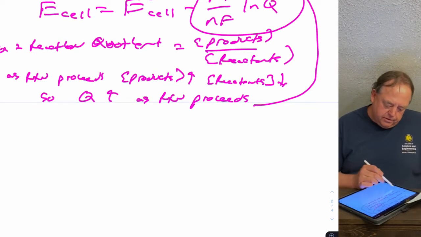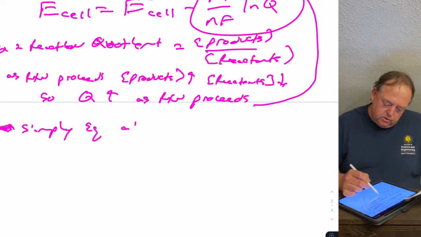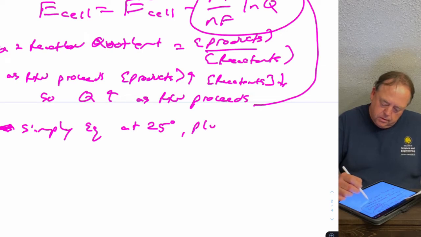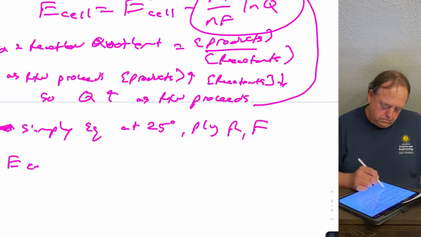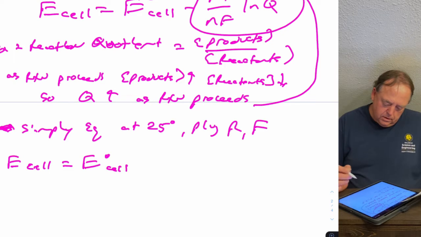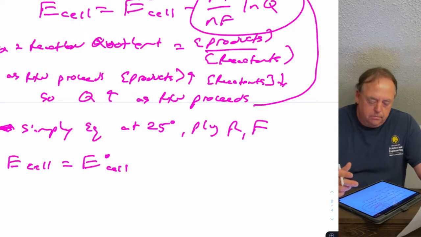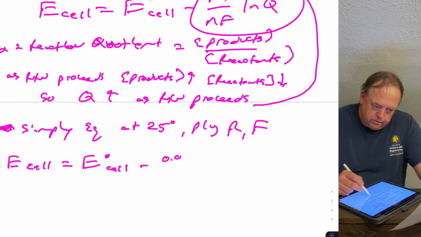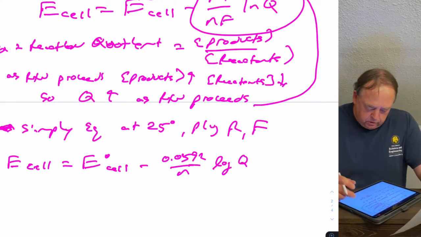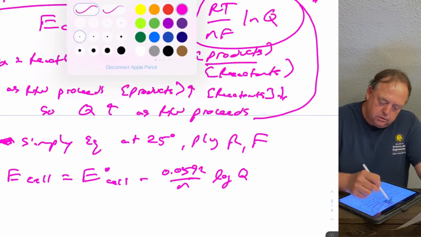Okay, so again, we can simplify this equation as well. At 25 degrees Celsius, plug in R, plug in F, which are constants. Then the voltage that you measure would equal the maximum voltage possible, which you can calculate using the appendix, minus 0.0592 over N log of Q. If we change natural log to logarithm, then we come up with that equation. So that'll be the equation that you have to know how to use.